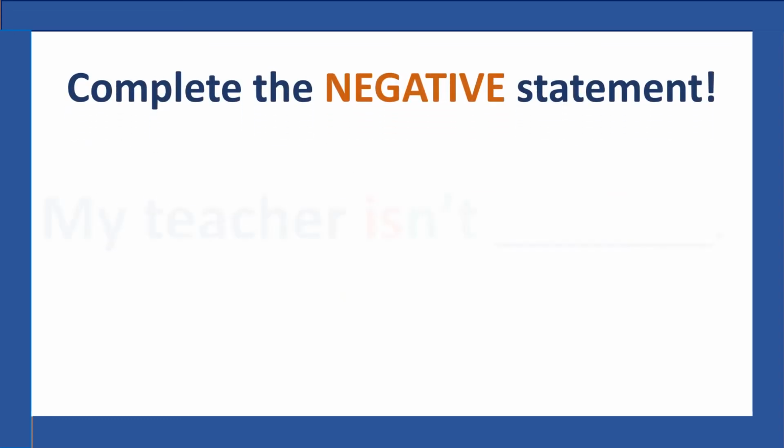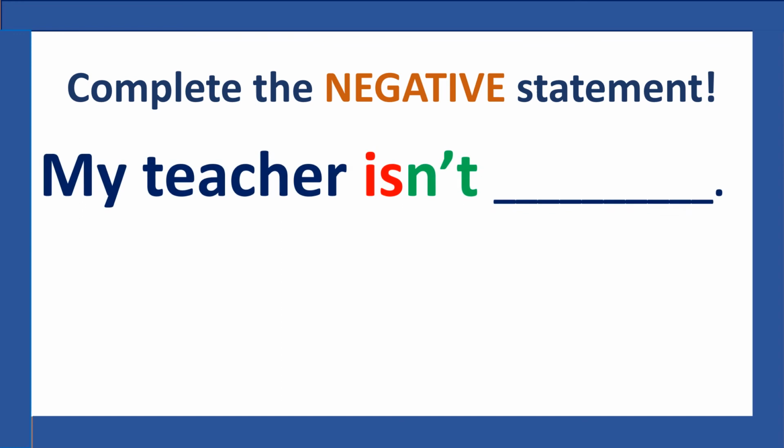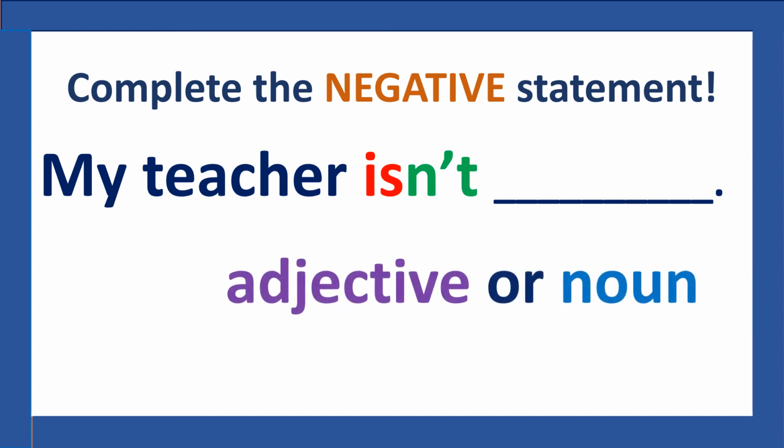Complete the negative statement. My teacher isn't. Verb to be or helping verb? Verb to be. So after verb to be, we need adjective or noun. My teacher isn't married. My teacher isn't late. Married, late, adjective. My teacher isn't at school now. My teacher isn't from the United States. At school, United States, they are nouns.